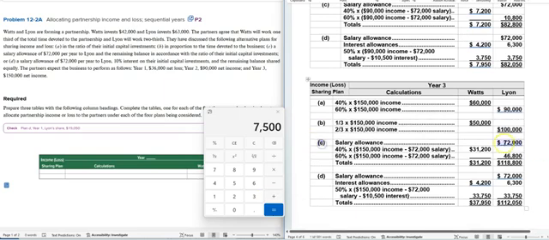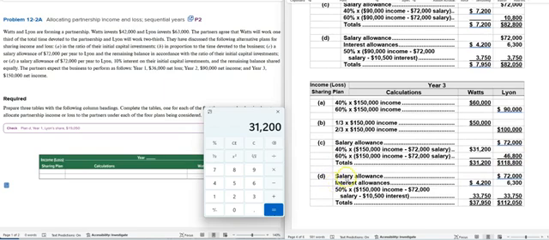In C, we allocate $72,000 of the income to Lion, and any remainder is split based off of their initial capital ratio. So of the $150,000 income, $72,000 will go to Lion for salary, leaving $78,000 in income. 40% of that will go to Watts, and the other 60% will go to Lion.